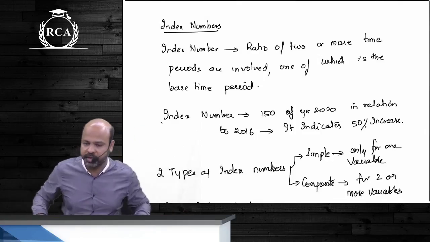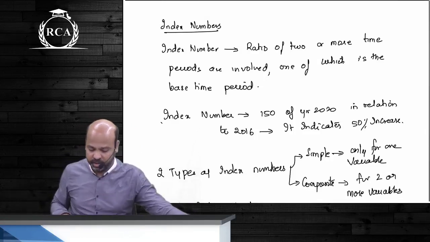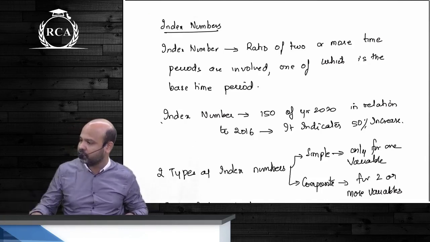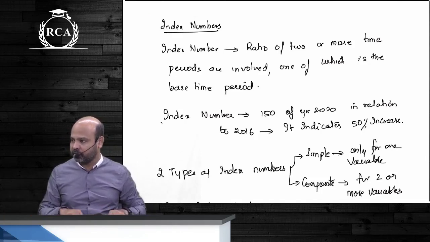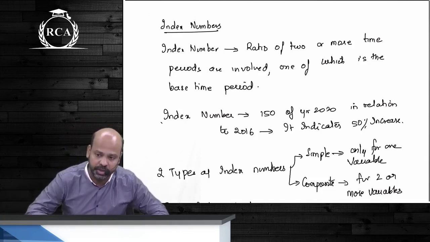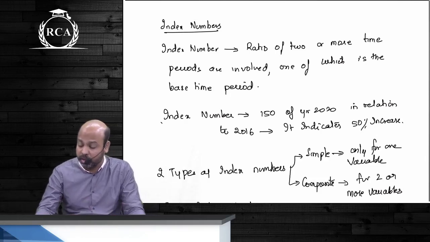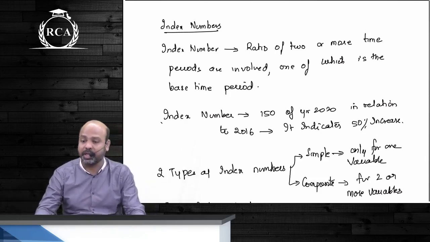Let's revise index numbers. The first thing I told you is that index numbers as such are a relative value, which is comparing data over multiple time periods or over multiple geographical locations. The intent is to convert those absolute values into relative values so that the relative values can be compared.